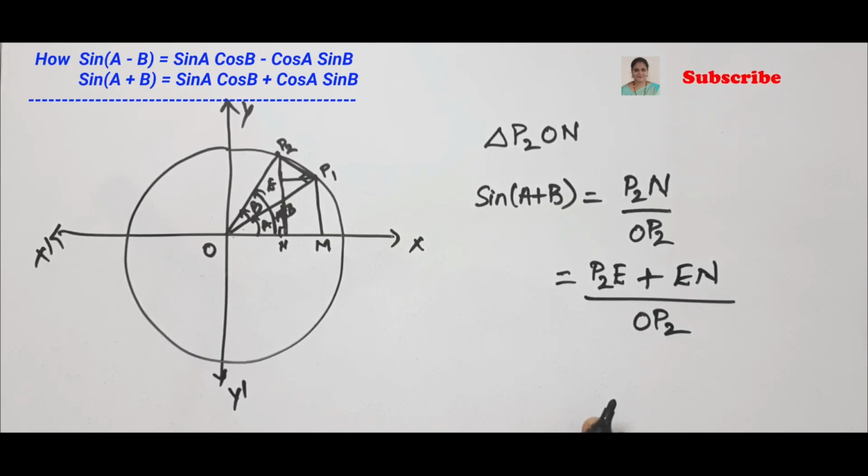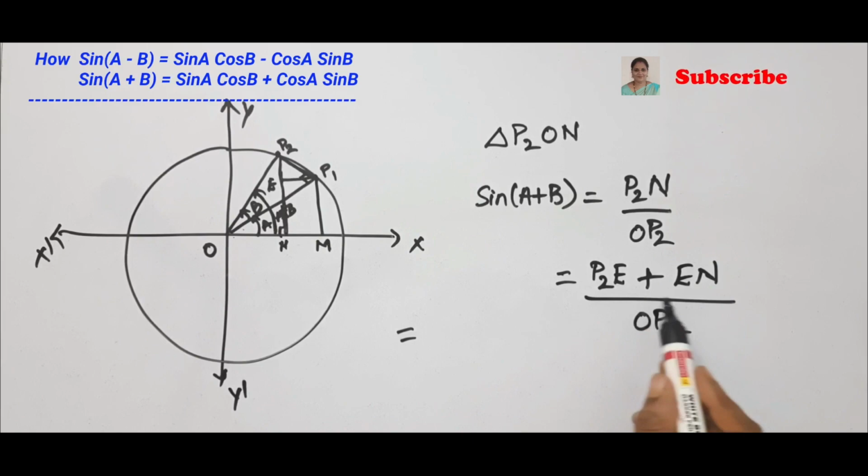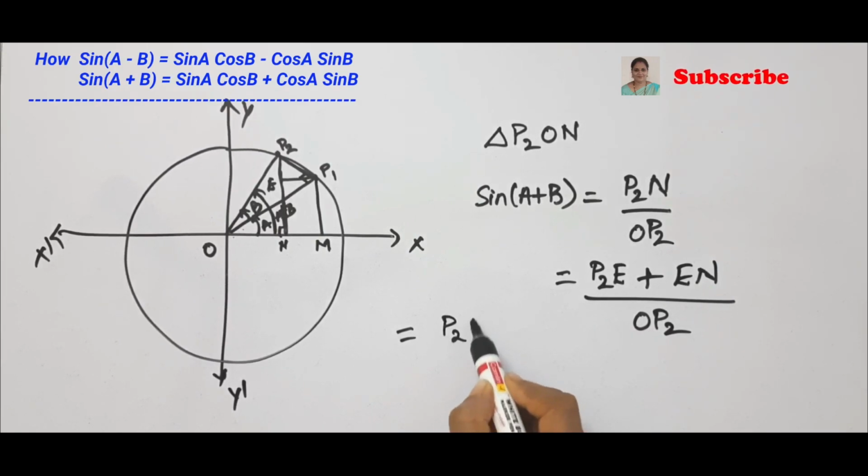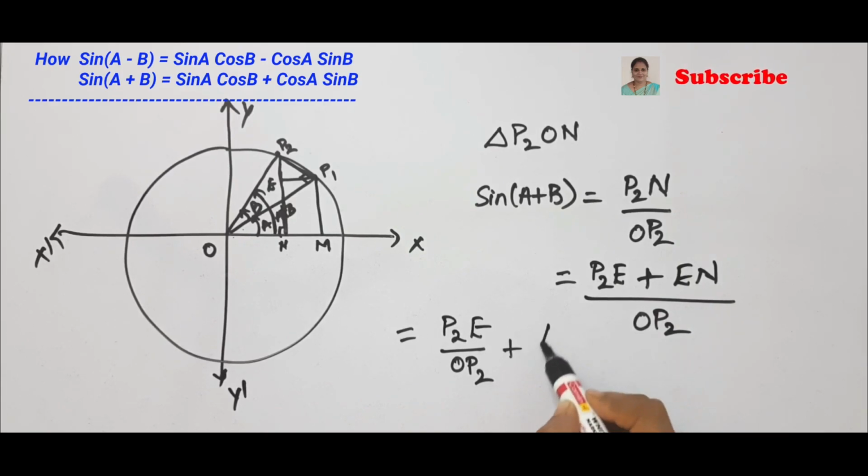Now this P2E, we can split it, is it not? So P2E by OP2 plus En by OP2.